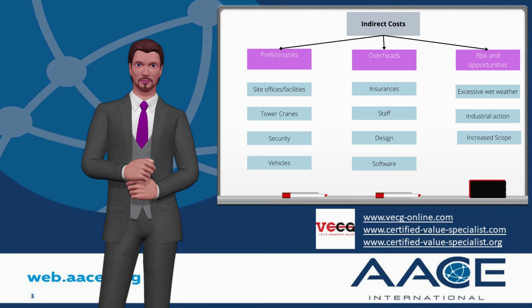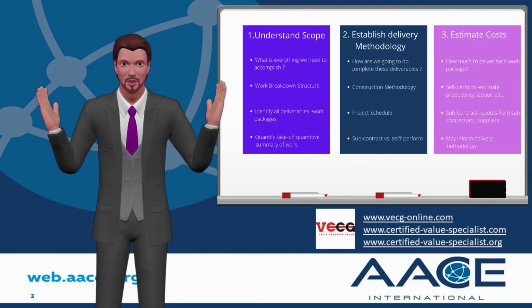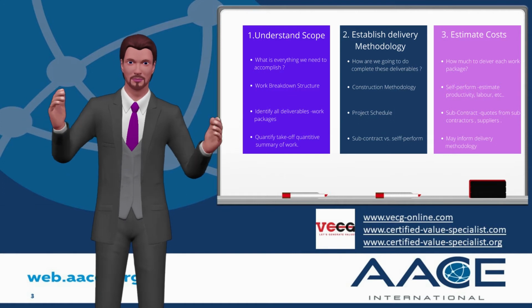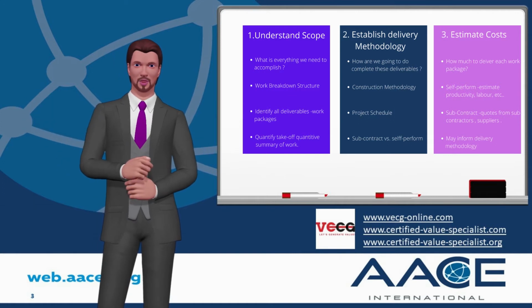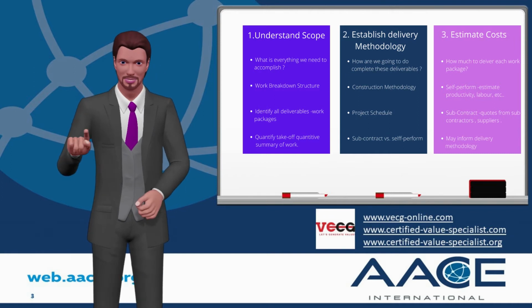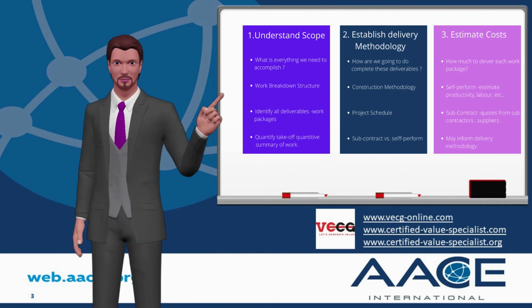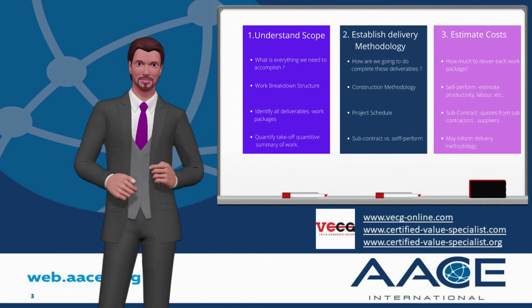Direct cost estimating can be broken down into three simple fundamental steps. Number 1, understand the scope. Number 2, establish the delivery methodology. And number 3, estimate the costs. In step 1, we need to work out everything we need to accomplish to complete the project. What is everything we need to do to finish and hand over the project to the client?